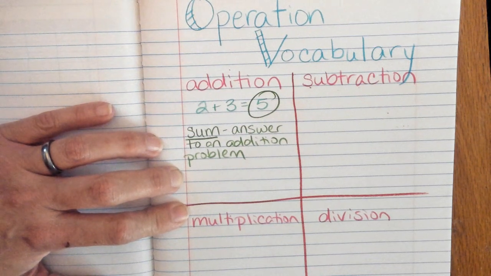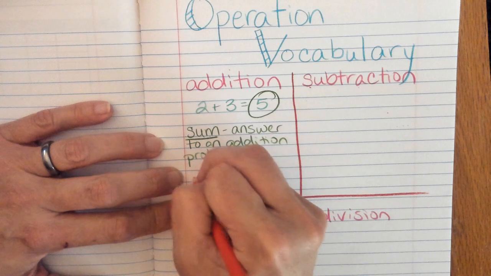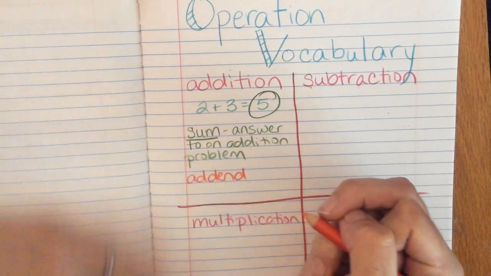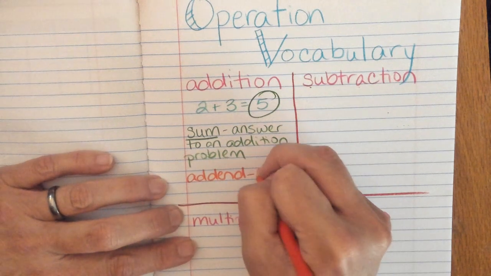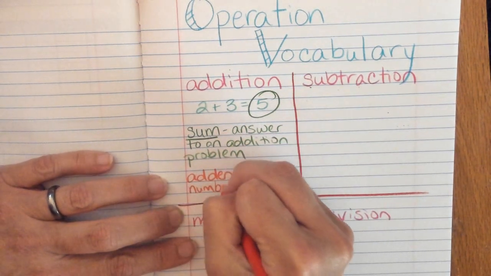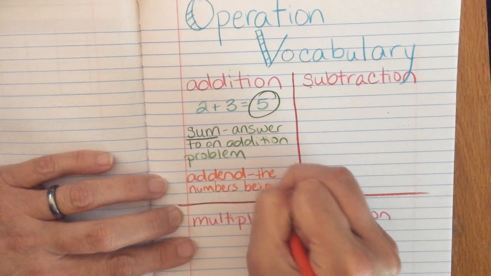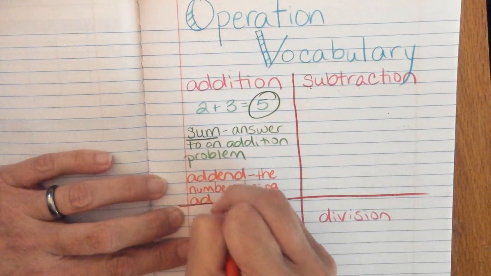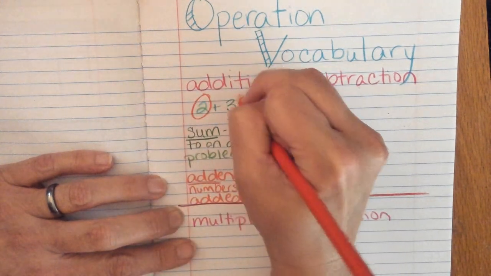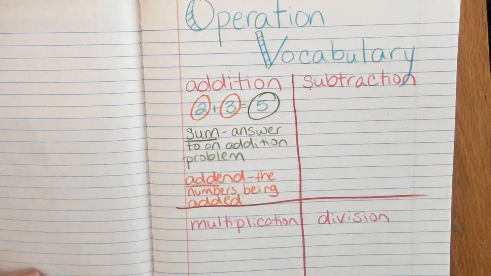The other word that you need is the word addend. Okay. An addend is the numbers being added. So that in this case is 2 and 3.